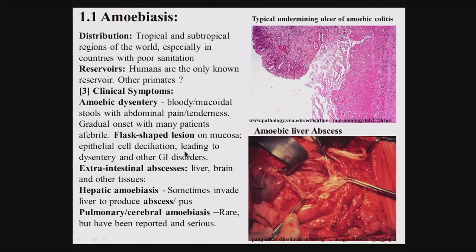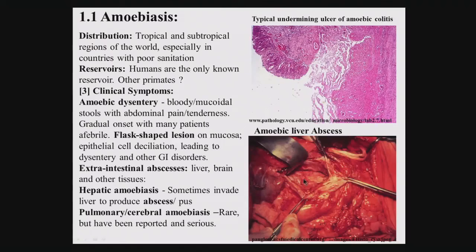So the clinical manifestation I already mentioned, dysentery, and they have bloody mucoidal stool with abdominal pain. And if you have the section examined, you'll find this flask-shaped lesion. It's all because of the parasite activity, creating inflammatory response, and so on and so forth.